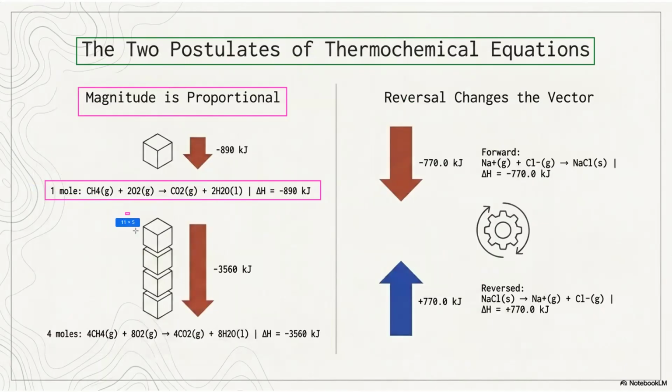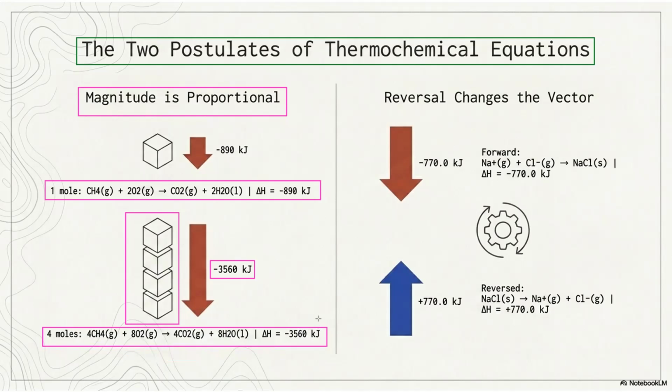Now you burn 4 moles of the methane. So the total enthalpy change of the reaction in here will be multiplied by 4. So you have 4CH4 plus 8O2 give 4CO2 plus 8H2O. The total enthalpy change of the reaction is negative 3,560 kilojoule per mole. That means basically you just multiply by 4, right?